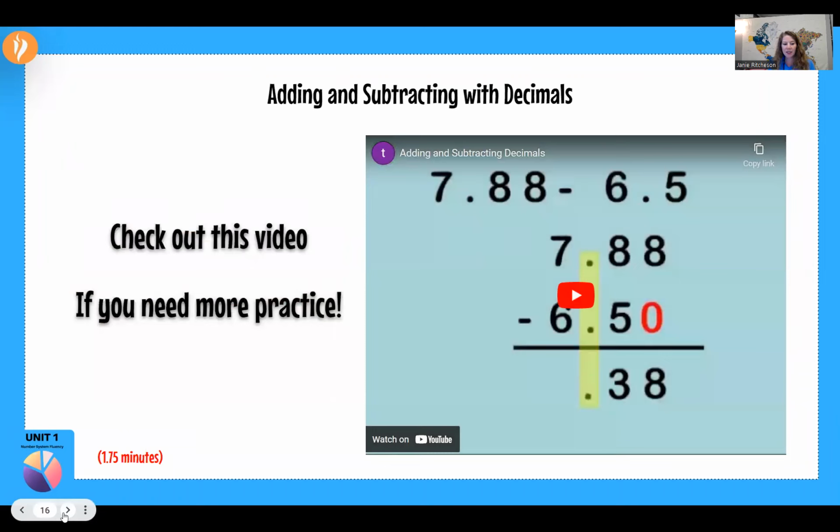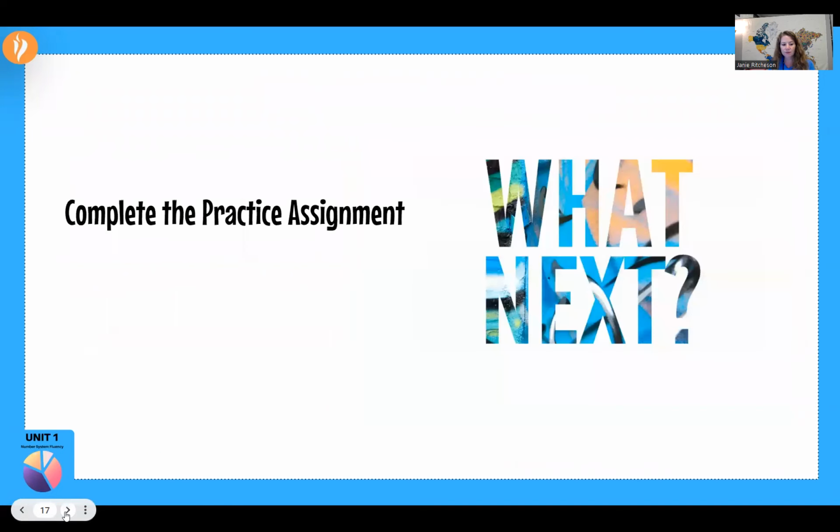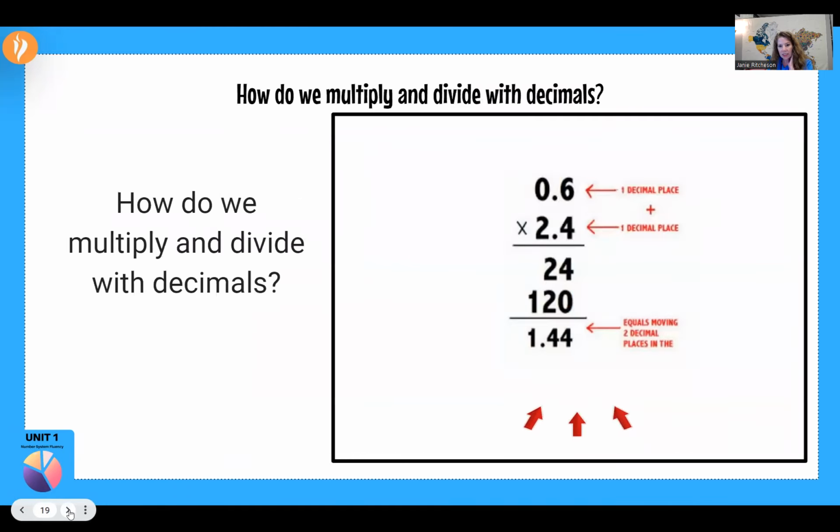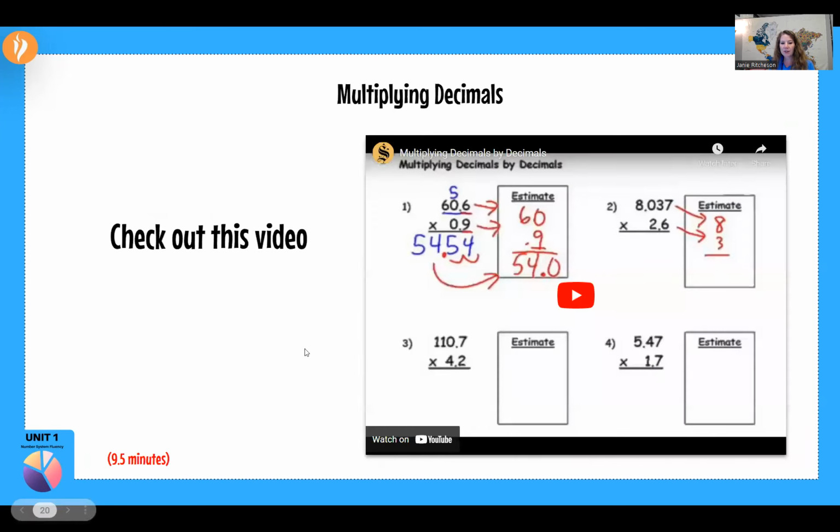Here is another video helping you add and subtract. It's only 1.75 minutes long, so watch that if you need to. All right, so now that we have practiced adding and subtracting decimals, we are going to figure out what to do to multiply or divide with decimals. So when you are multiplying, this time you are lining up your digits, and then you don't have to worry about the decimal until your final answer. All right, here's a great video for you to watch if you need extra help.